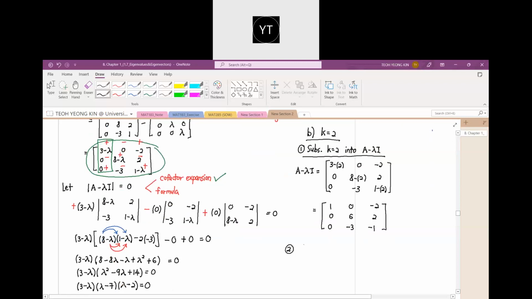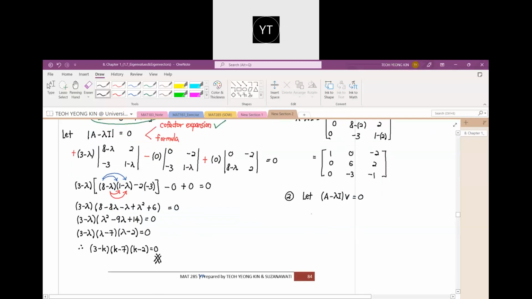what we should do is let A minus lambda I times the eigenvector v equal 0. So which means that here we should have 1, 0, negative 2, 0, 6, 2, 0, negative 3, negative 1. Our eigenvector is x1, x2, and x3, and this equals the zero vector, 0, 0 and 0. This is the second step.